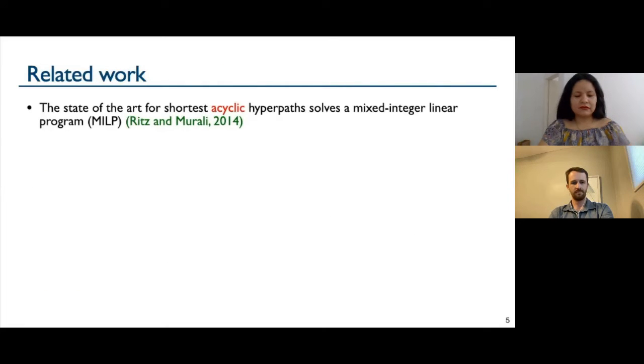The current state of the art for shortest hyperpaths in cell signaling networks finds only acyclic hyperpaths, and it does this by solving a mixed integer linear program, or MILP. Shortest hyperpaths is NP-complete, and because the MILP solves this NP-complete problem, it does not have any efficiency guarantees, but does do well in practice.